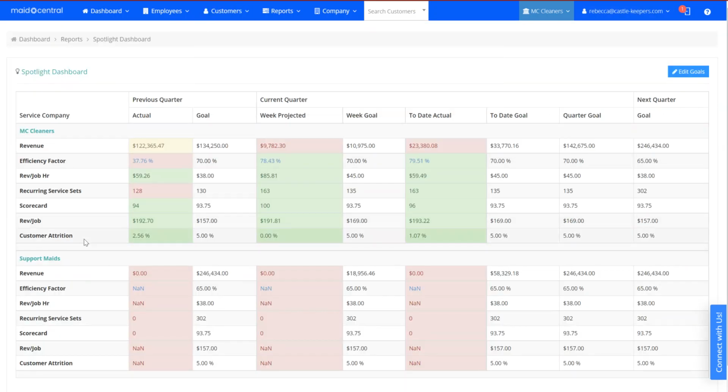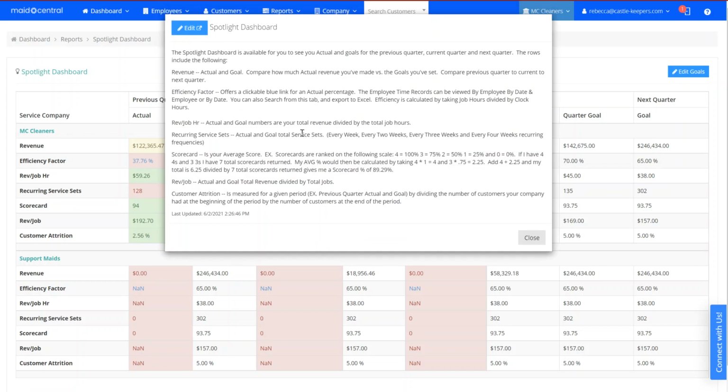So lastly here, customer attrition, also known as customer churn or customer turnover. Again, don't forget about this question mark up here. We actually have the definitions for the Spotlight dashboard. This is more of a tutorial about setting your goals and what you should be thinking about when setting your goals.